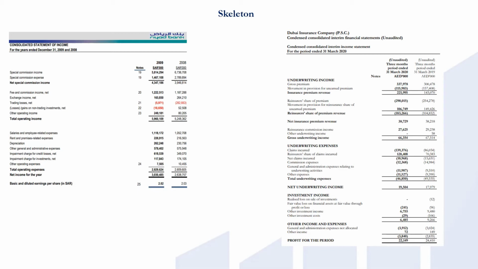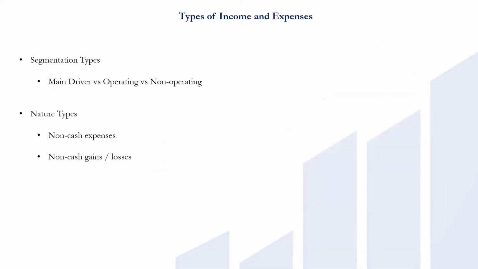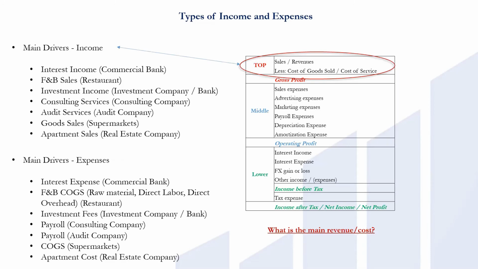Thus, we're going to talk about the segmentation types of an income statement, and we're going to talk about the nature types of the items that you will find in the income statement. Going back to the main drivers of an income statement, as I've said, the top line is always the main driver of the whole business, whether it's an income or an expense.